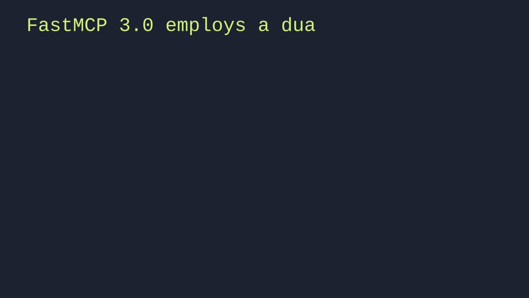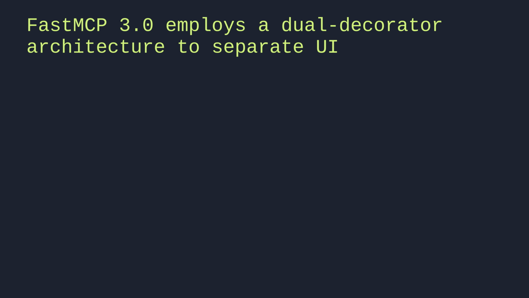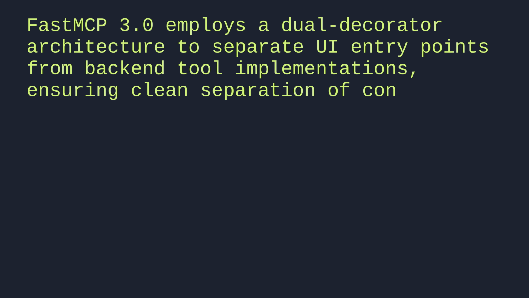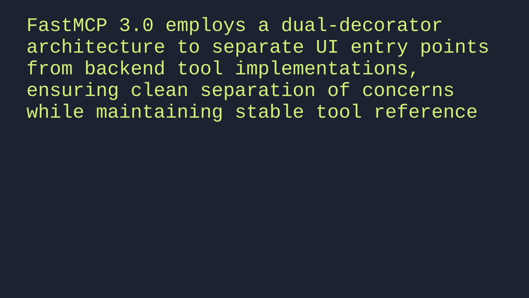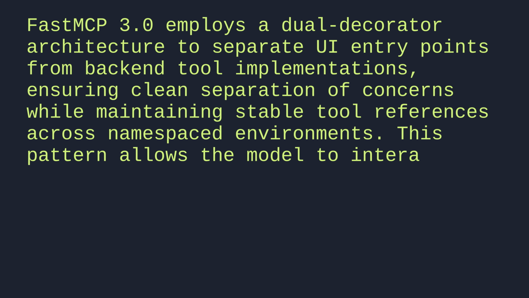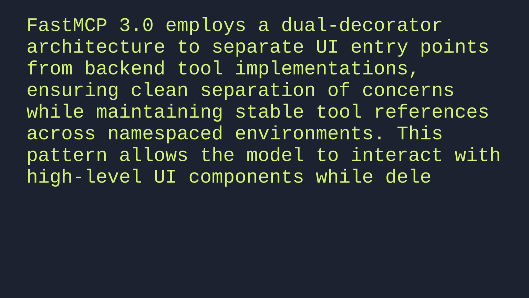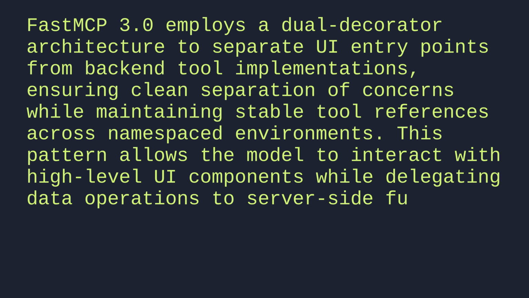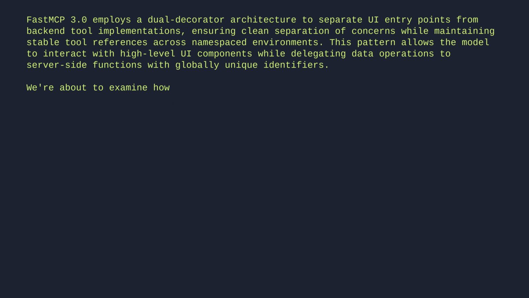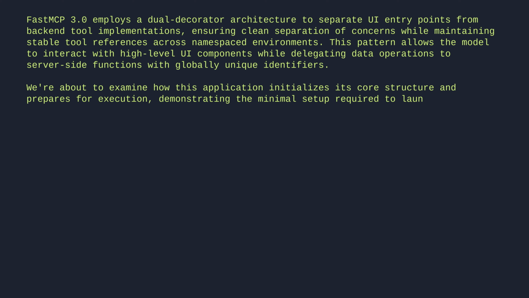FastMCP3 employs a dual-decorator architecture to separate UI entry points from backend tool implementations, ensuring clean separation of concerns while maintaining stable tool references across namespaced environments. This pattern allows the model to interact with high-level UI components while delegating data operations to server-side functions with globally unique identifiers. We're about to examine how this application initializes its core structure and prepares for execution, demonstrating the minimal setup required to launch a FastMCP application with registered tools.